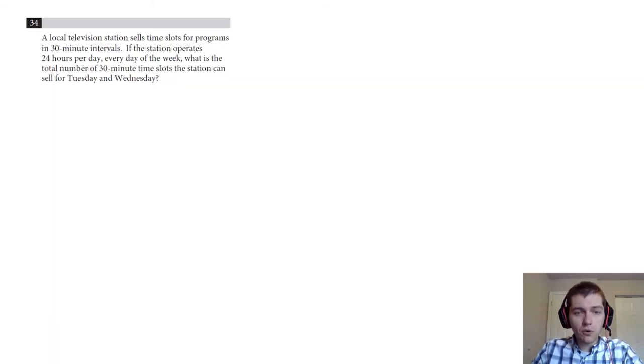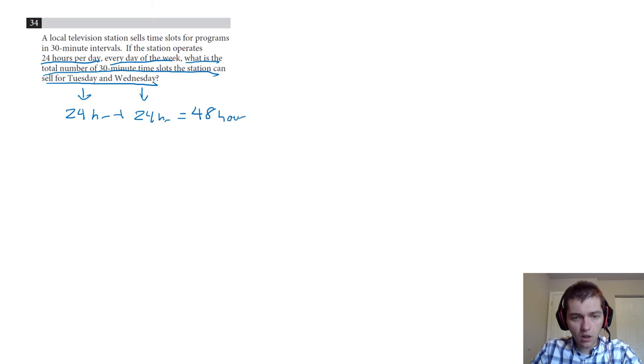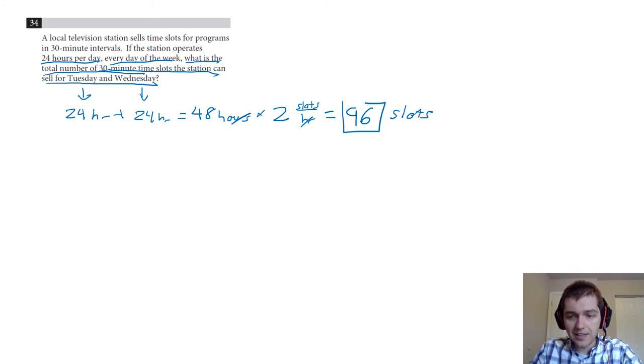Question 34, what they're asking for is the total number of 30-minute time slots that a station can sell for Tuesday and Wednesday. It's basically two time slots per hour on these 2 days. Earlier in the problem, they confirmed that the station is broadcasting 24 hours per day every day, which means Tuesday will be 24 hours worth of time and Wednesday will be 24 hours worth of time. You'll have a total of 48 hours. There are 30-minute time slots, which means you get two time slots per hour, so times two time slots per hour. The hours cancel, and that will leave you with 48 times 2 is 96 total slots. So you can go ahead and bubble in 96.